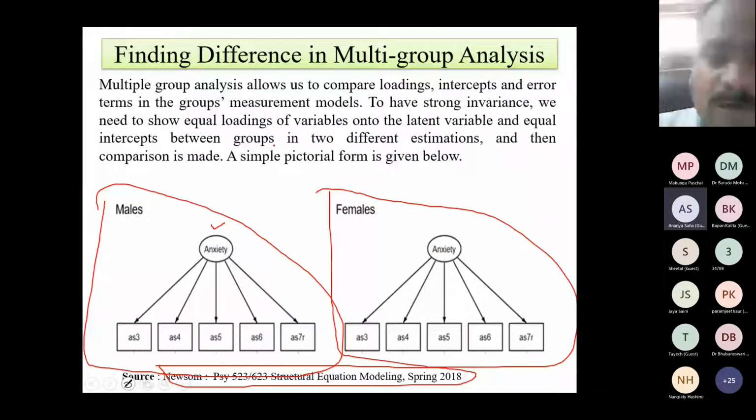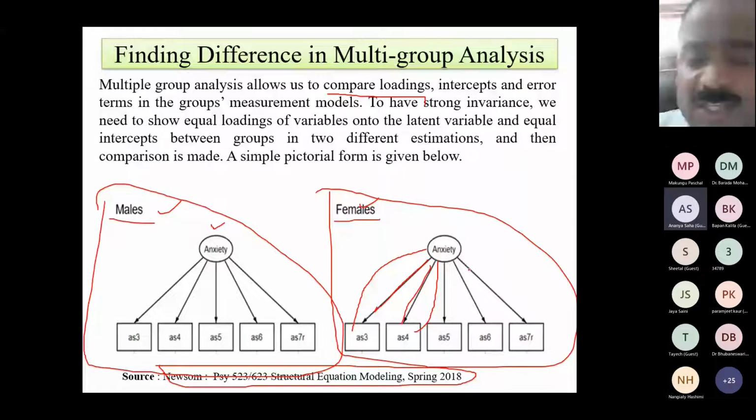We will compare the loading. This is the loading we will compare. That means the loading of this indicator on this construct is the same for female and male. By comparing it, we check that the loading of this particular indicator on this construct is the same for female and male. Likewise, the loading of every indicator on the construct is the same. This is one way of testing.